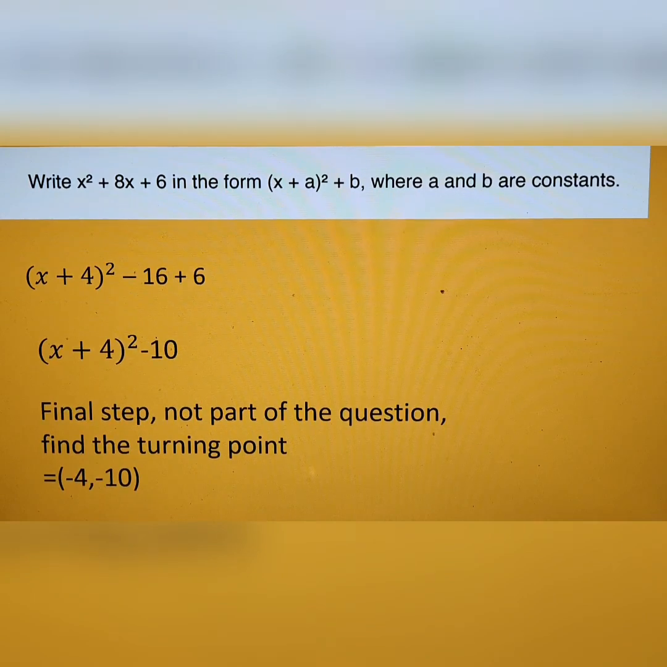If you wanted to do this extra step, it's not part of the question, find the turning point. So from your x plus 4 squared, take away 10, the bracket needs to be 0, so x must be minus 4 for that to be 0. And then bring down the minus 10, so minus 4, minus 10 would be the turning point.